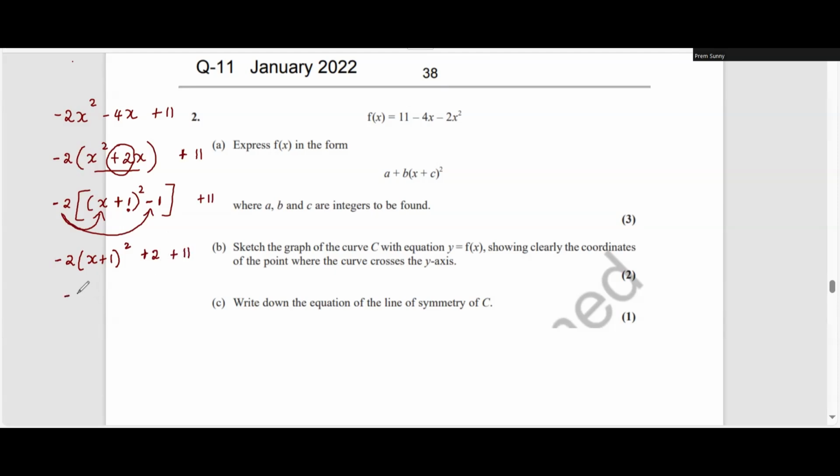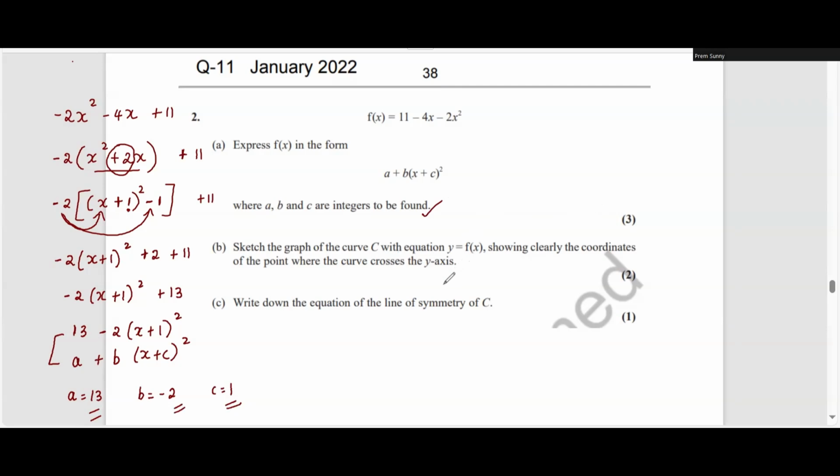So this can be written as minus 2 into (x plus 1) the whole squared plus 2 plus 11, which is 13. It should be written in the form a plus b into (x plus c) the whole squared. So I'll write it as 13 minus 2 into (x plus 1) the whole squared. When we compare both of them, we get a as 13, b as minus 2, and c is 1. So we got the values for a, b, and c. So this part is done.